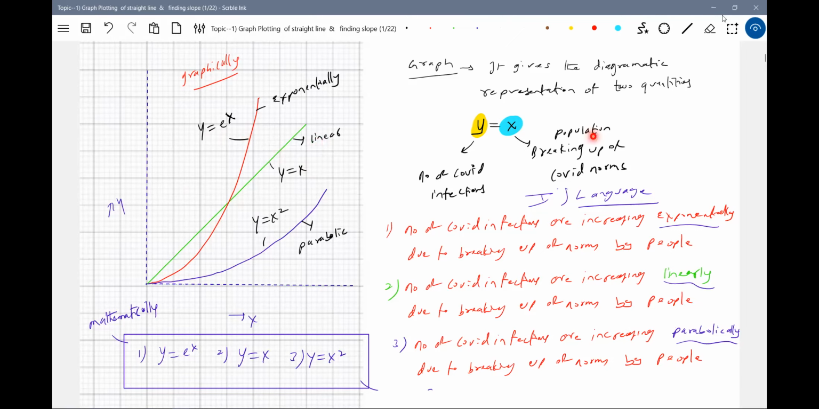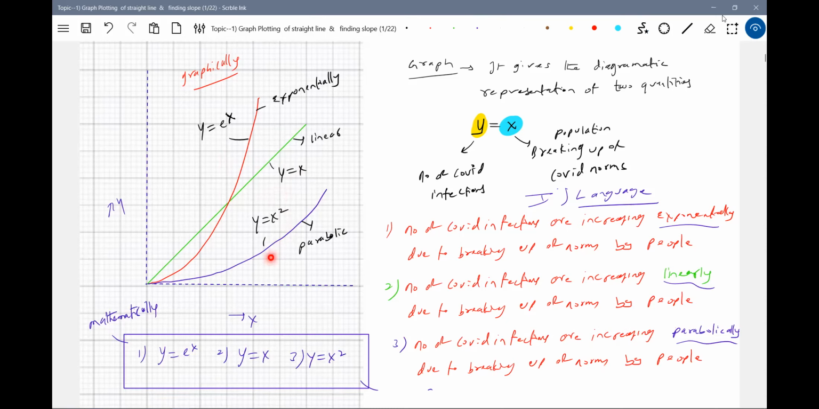the relation between the number of COVID infections and the population breaking COVID norms. What about this? Though the population is breaking COVID norms, the number of COVID infections is less. It's not increasing steadily, or you can say it's not increasing very steeply. If the curve is like this, as much as you break norms, that many infections will come. What about here? Even if 1% breaks norms, 10% will get infected. So I think this picture will give us more information.